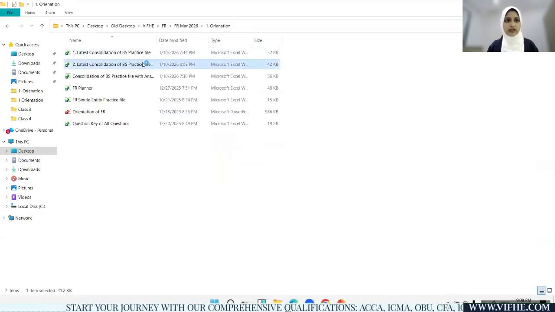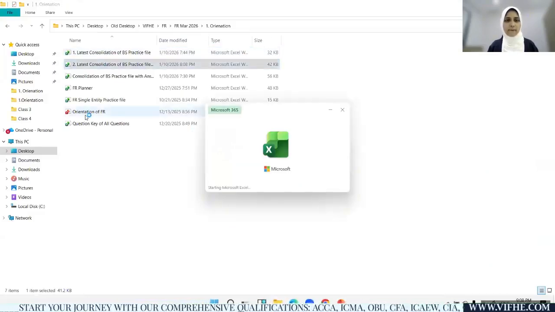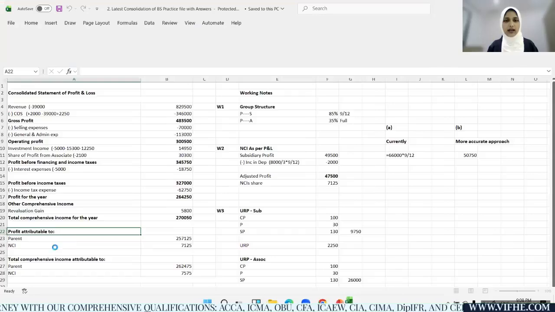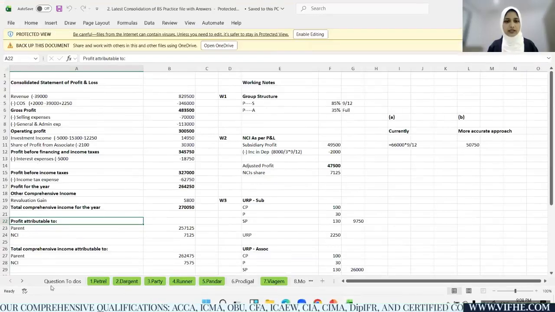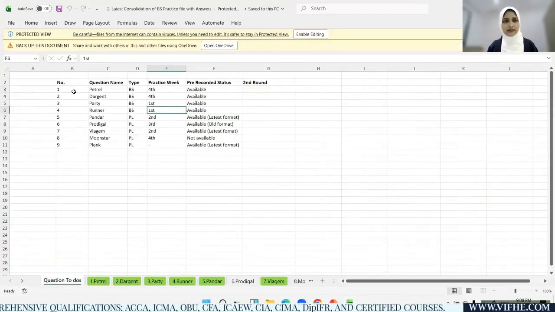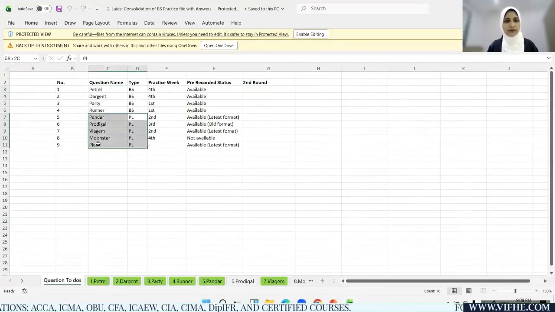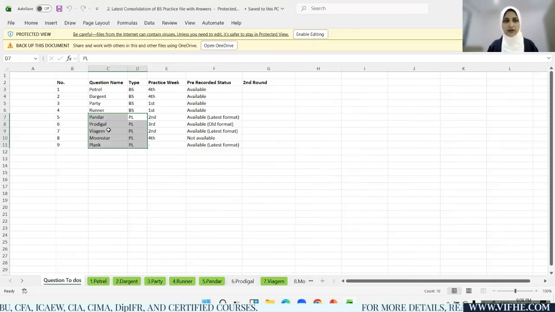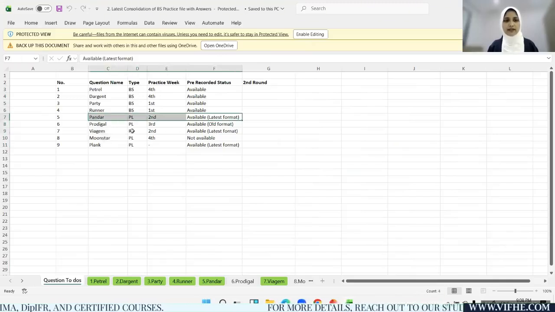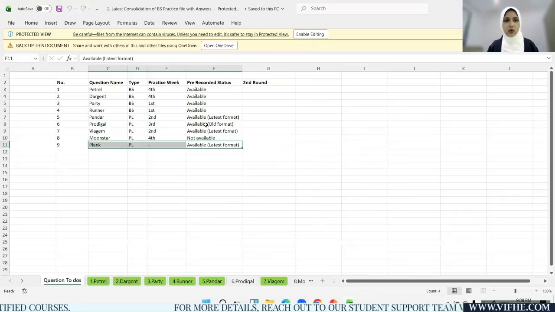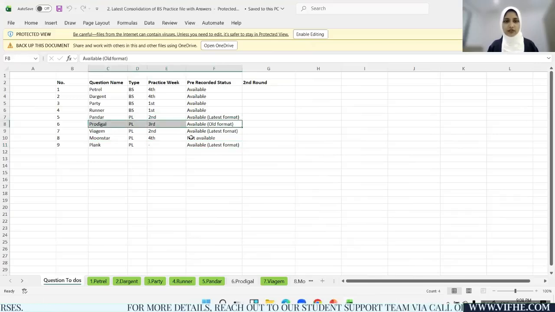So in my consolidation of balance sheet practice file, all the study hub sums I have pulled, and you have to finish these many sums, along with answers I have given. Even pre-recordings are available. So 9 questions. How many are balance sheet? 4. 5 are PNL. PNL has undergone a format change. So wherever the latest format is available, I've given. For Pander, it's available. YGM, it's available. And Plank, it's available. Prodigal is old format and Moonstar is old format.